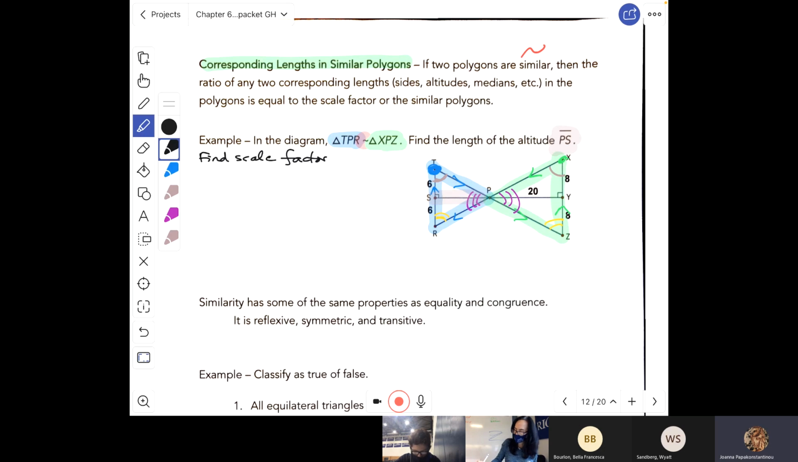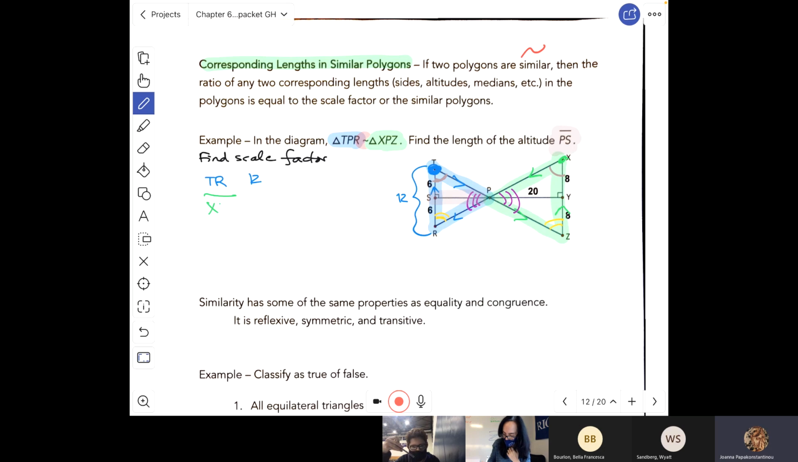So do you want to do blue to green or green to blue? Okay. So blue, let me go ahead and take TR. I can take any corresponding part. If I take TR, what is the length of TR? 12. And that corresponds to XZ, which equals 16. And again, I could have chosen other corresponding pairs. So what does this reduce to? 3/4. There's my scale factor.